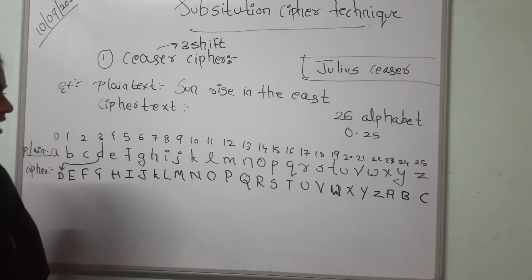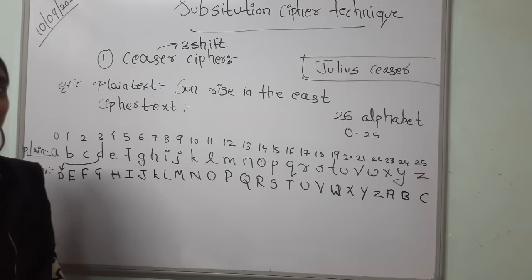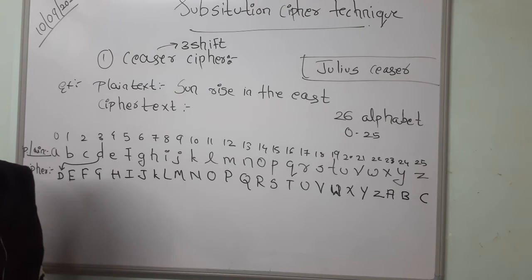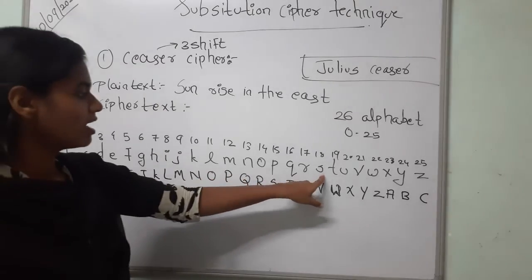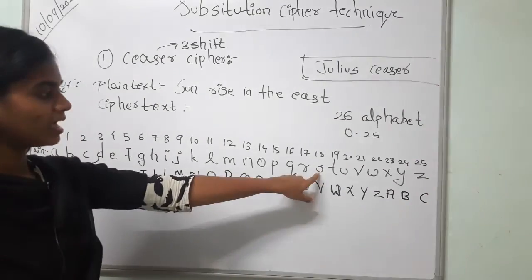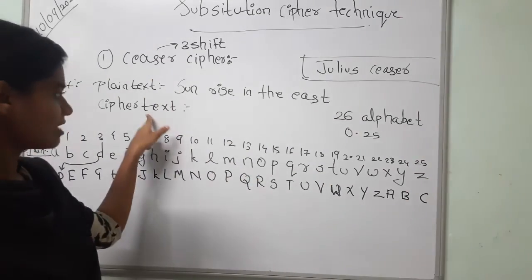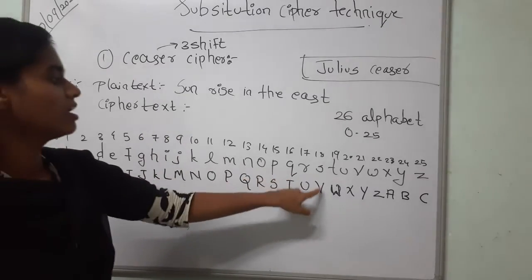So it's very easy, as you draw this table, to understand how they convert the plain text into ciphertext in a Caesar cipher technique. As you can see, the S, from S you can see S is there, with S as the plain text. We have to get the ciphertext V.